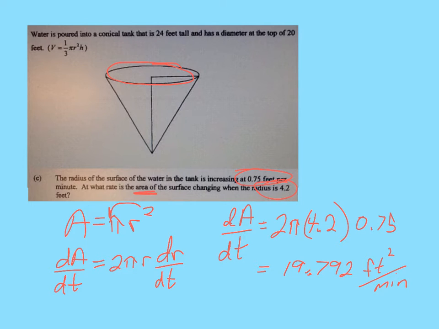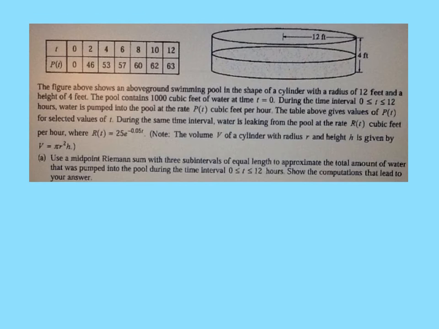So there is a related rate question. Now it's very quick there. Let's see a different one. So here's another one. Looks a little more in depth. We have, first of all, a table, and then we have this picture of a pool. So this shows an above ground swimming pool. I'll let you read through this. So just stop this and read through it for a little bit.